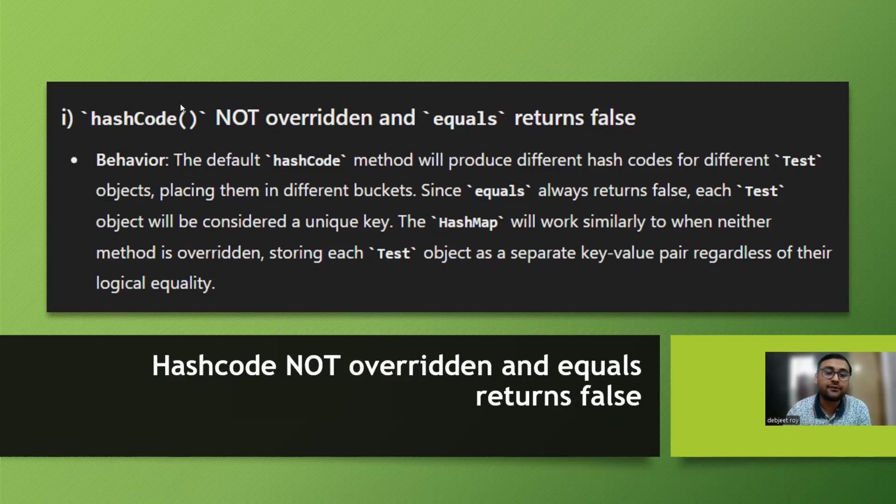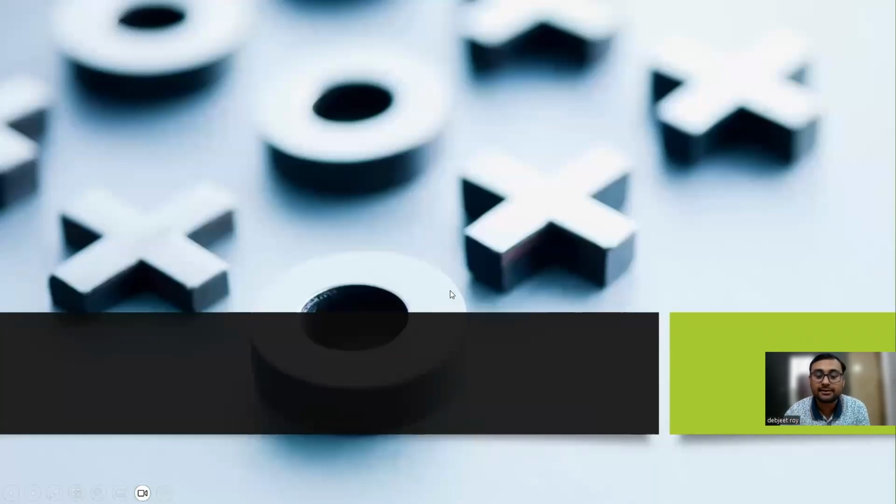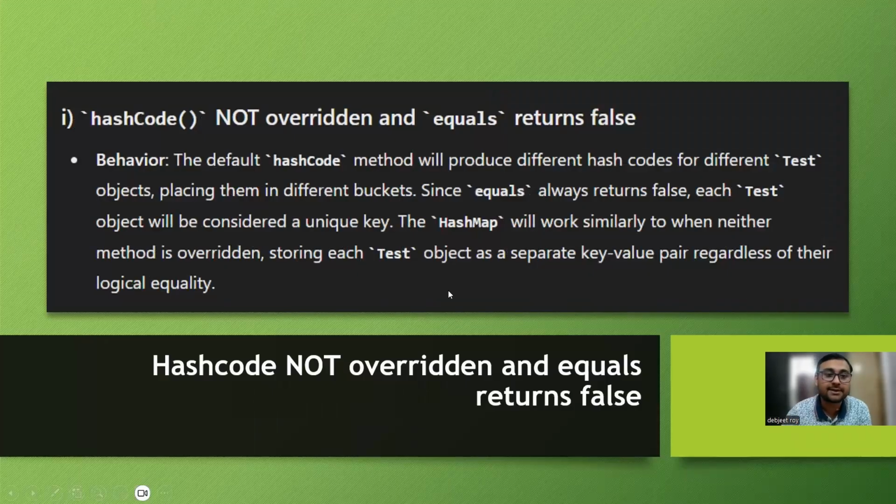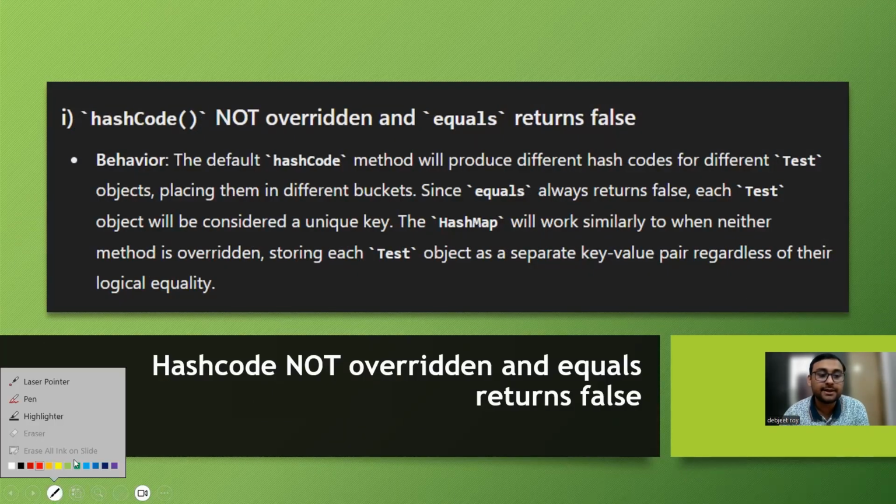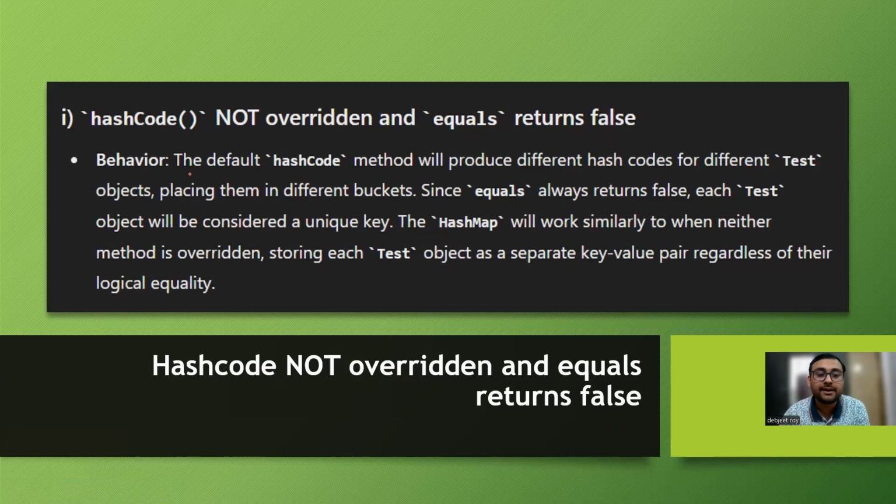So here if you see, it is written over here. The default hash code method will produce a different hash code for each test object, placing them in different buckets. So there may be a chance that two objects have the same hash code, but they will be put in different buckets because hash code is not overridden. And since equals method always returns false, each test object will be considered a unique key.